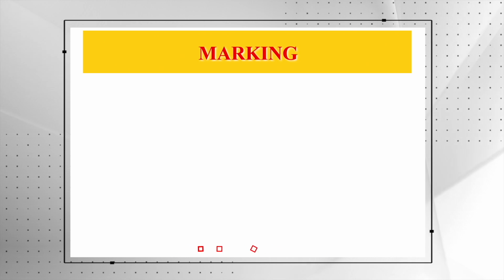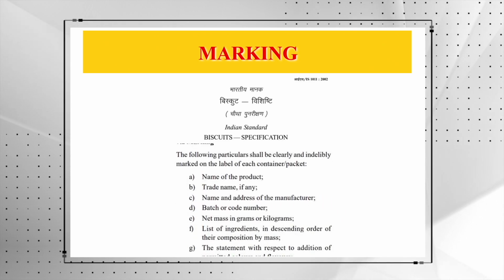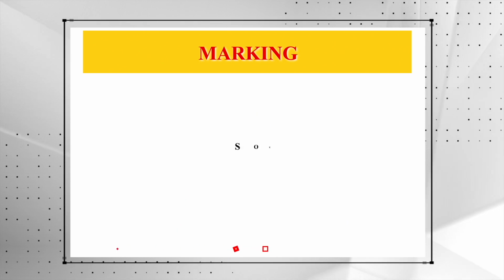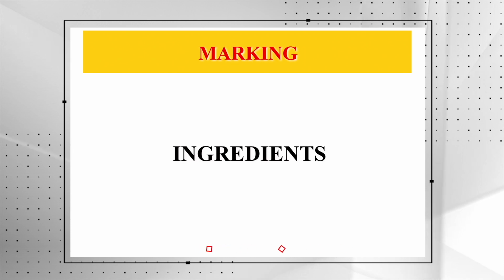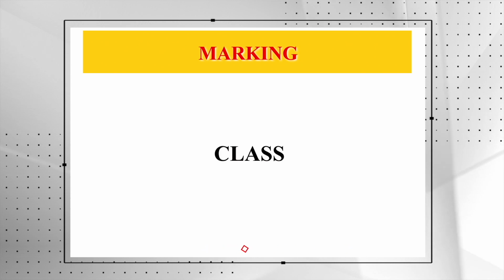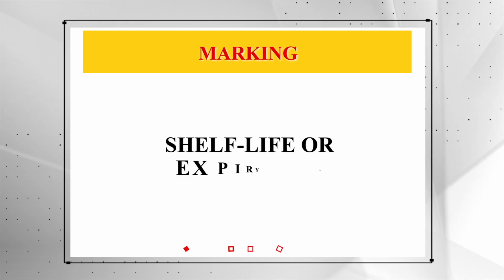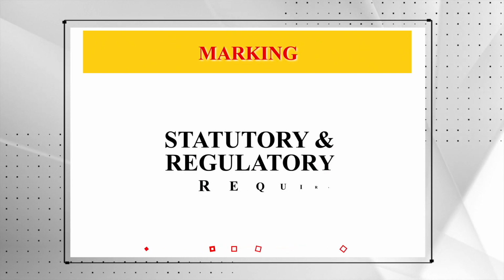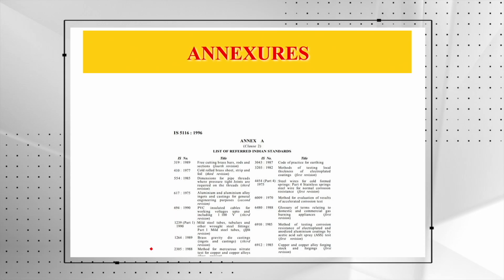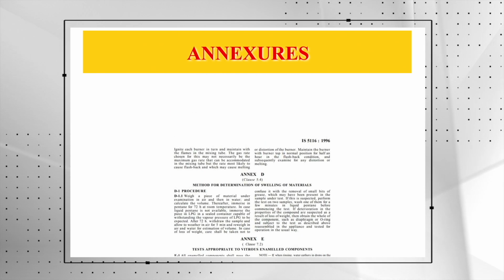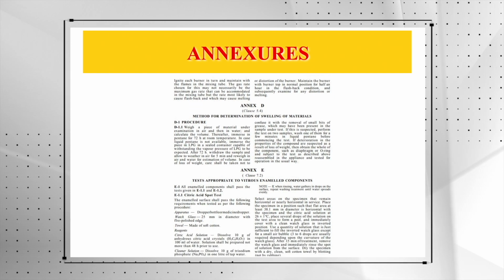Another basic and important feature associated with any product is to give details about the product itself, that is its name, source of manufacturing, ingredients, grade, rating, type, dimensions, class, date of manufacturing, shelf life or expiry date, weight, volume, and also any statutory and regulatory requirements. Last element, the annexures. These can be provided in the standard, and may be normative or informative to the standard depending upon the nature of the references made to them in the standard.